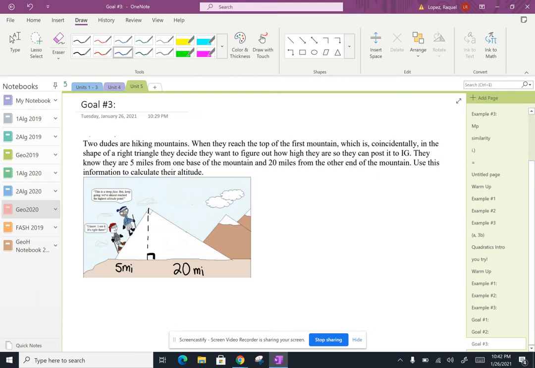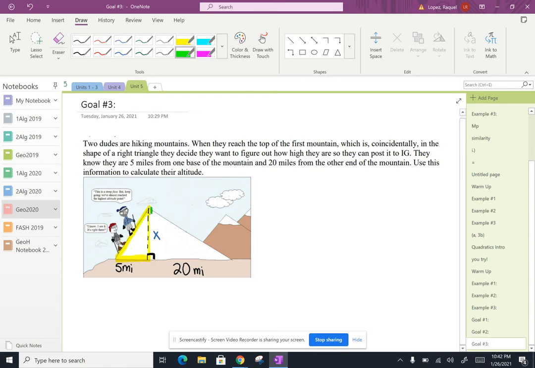So what we're essentially trying to find is the altitude of the two guys once they reach the top of the mountain. So we're trying to find this right here. And we're going to go ahead and call this X. And that's going to be really helpful to us because, as the problem told us, these two guys are climbing a mountain in the shape of a right triangle. When I draw that altitude in, I see that I've got another right triangle right here.